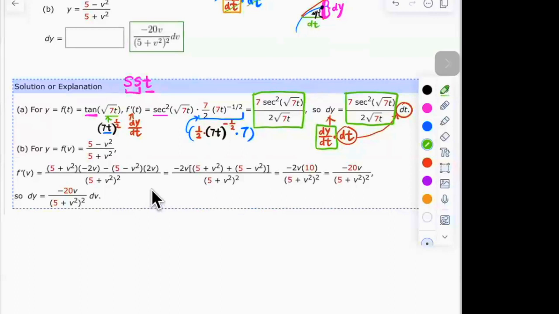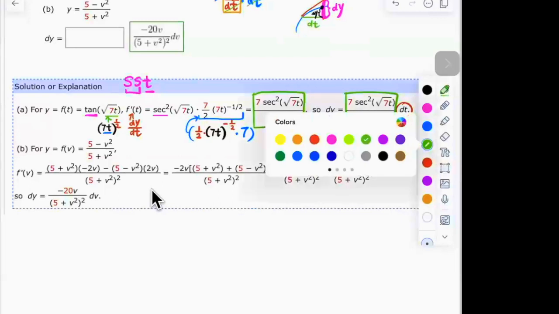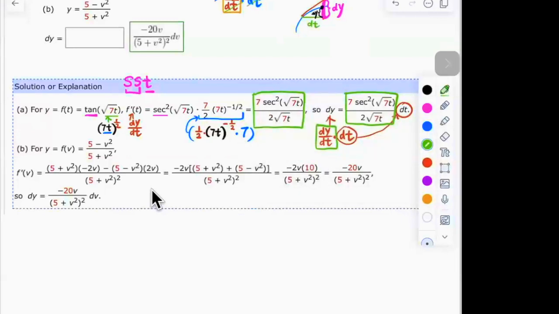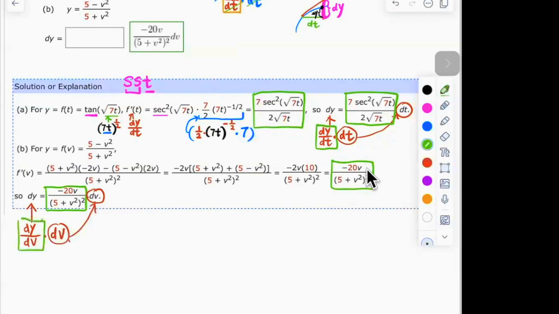So it's a similar idea. You take the derivative of the function with respect to v. You use the quotient rule and simplify, and then you finally get this. Then all you have to do is find dy. You just need to multiply this by dv, because dy is the same as dy dv multiplied with dv, the differential. So the dy dv is this one, then you multiply with dv, and you get the differential.